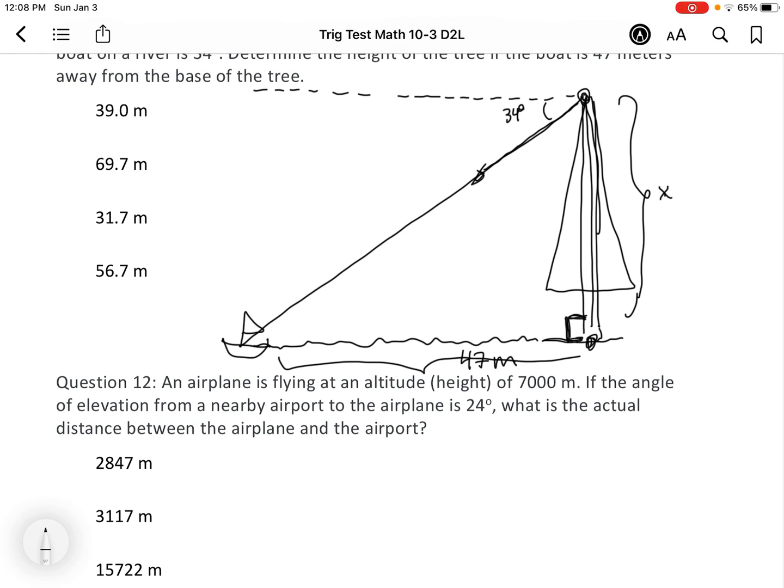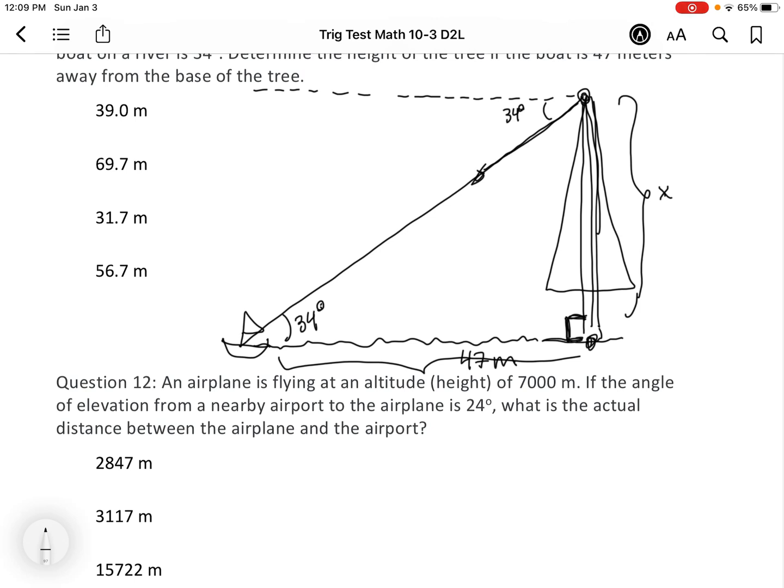Okay, now it looks like we don't have an angle in the triangle, but we discussed this when we talked about angle of elevation and depression. The zip line's angle of depression from the top of the tree to the boat is the same as the boat's angle of elevation up to the top of the tree. So this is also 34 degrees. Okay, well, now we're just finding the side length x in this right triangle. So how do we do that?